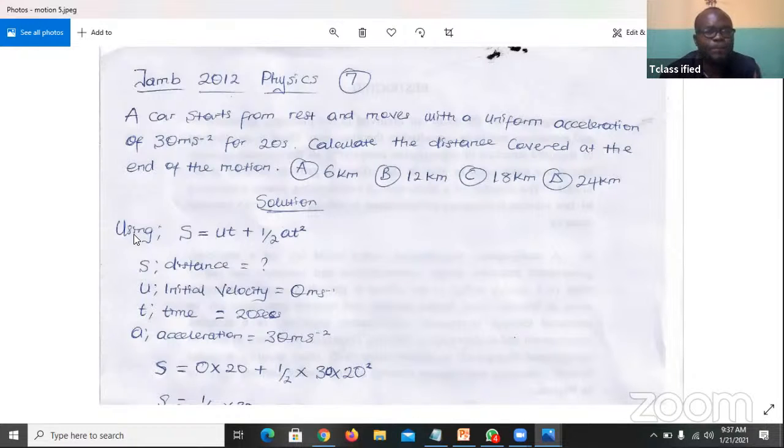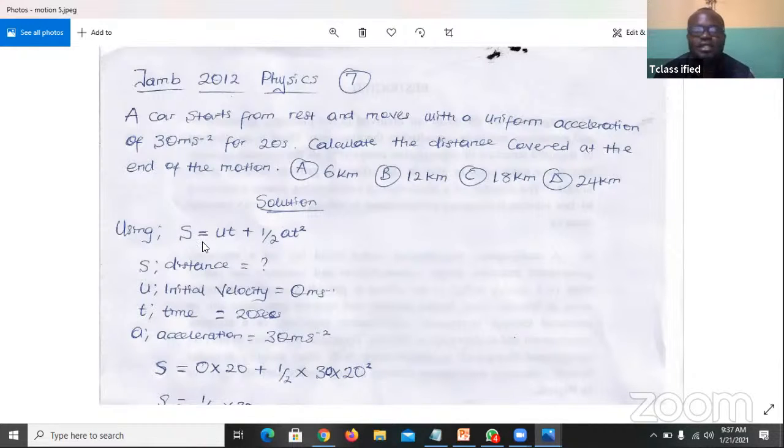Okay, so using this very formula, S equals UT plus half AT squared, which is one of the 3 formulas that I gave us. See, we've been able to use all the formulas. Depending on the parameters that are given, that determines the formula you use to find the unknown. S is distance, U is initial velocity, 0 meters per second, because the car is starting from rest. T, time, is 20 seconds, and A, acceleration, is 30 meters per second squared. So put all these in, and you're going to find your S.